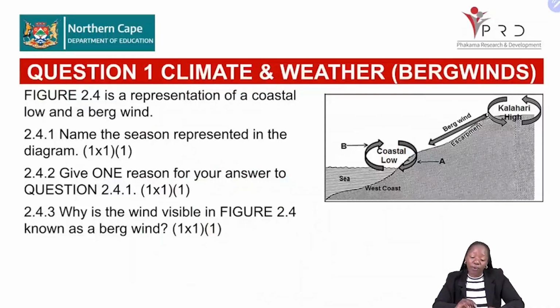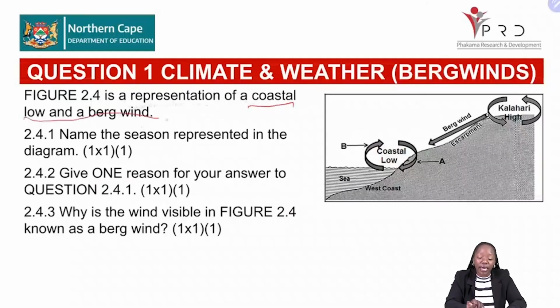So to go through our diagram, there is a Kalahari, there is a berg wind that is blowing down the escarpment. There is a coastal low. You have A with the arrow coming in. We have B with the arrow coming out. And you are given a C as well as the west coast. So in our instructions, it's saying figure 2.4 is a representation of a coastal low and a berg wind.